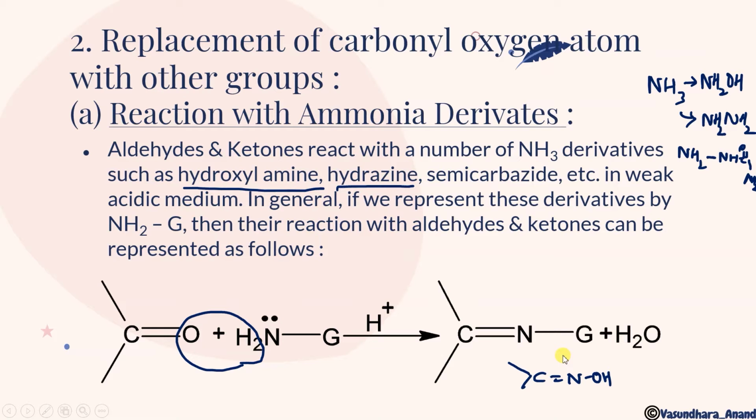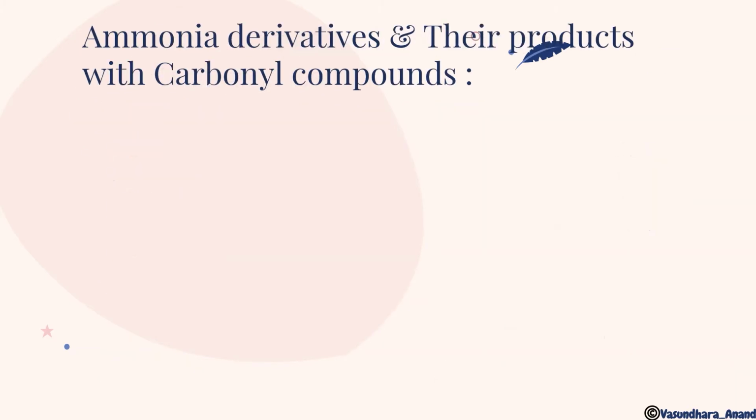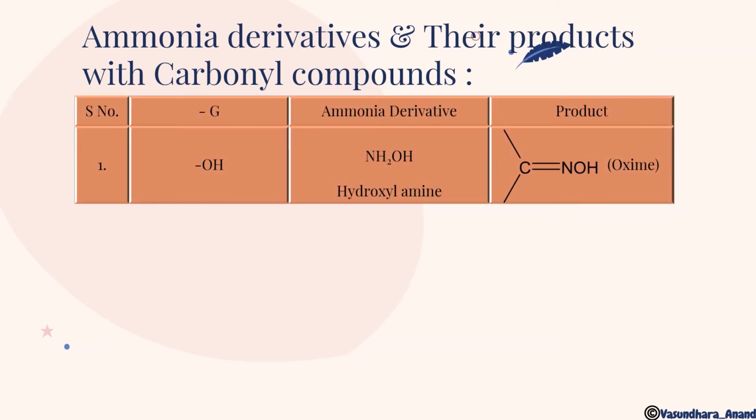And if it is replaced with NH2NH2, then it will give you C double bond N NH2. That is hydrazone, since this is made from hydrazine. Then if we use semicarbazide, it will give you C double bond N, then NH, then C double bond O NH2. That is going to be called semicarbazone. Let's see the products one by one. If G is OH, hydroxylamine, NH2OH will be the derivative, and this will give you oxime.